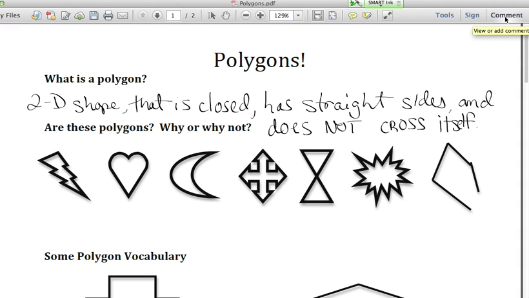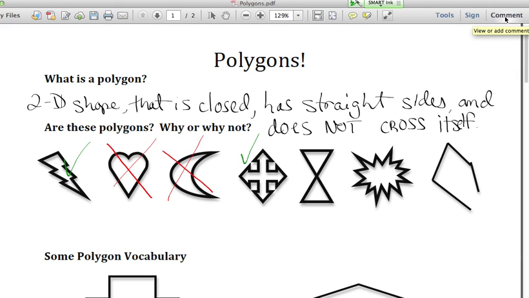This first one that looks like a lightning bolt, it does have straight sides, it is closed, it's not crossing itself. I would say yes, that is a polygon. The second one that looks like a heart has curved sides, so I'm going to say no, not a polygon. The third one that looks like a moon, also curved sides, nope, not a polygon. The next one, a little bit crazy looking, but it is closed, it does have straight sides, and it does not cross itself, so yes, that is a polygon.